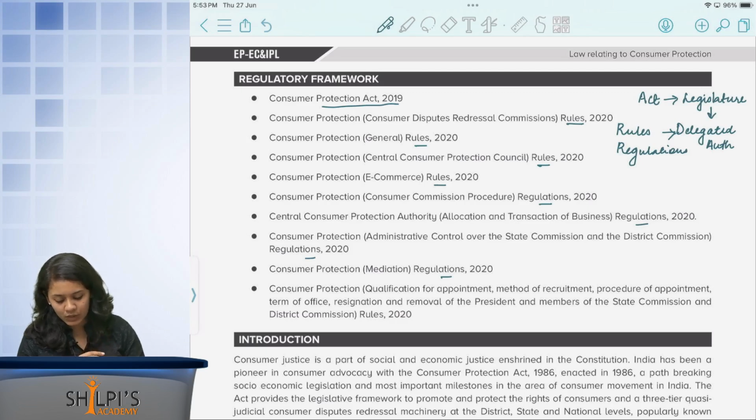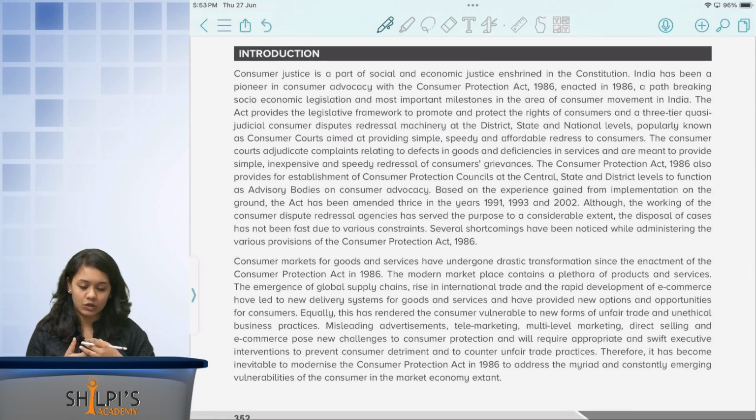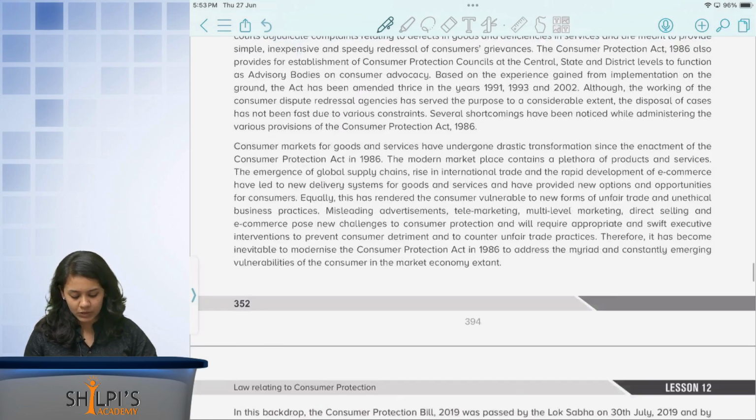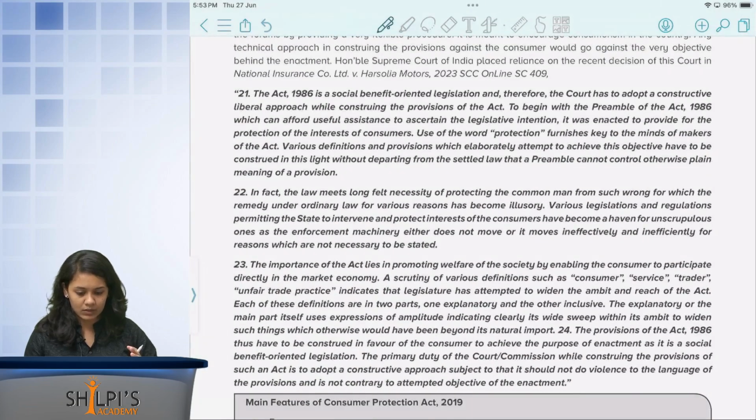So we have the Consumer Protection Act and we have a bunch of rules and regulations. Now, from an exam point of view, is this important? It's not so important that you need to mug up all of them, but do try to understand and remember some of these rules and regulations. I cannot stress enough, as I've been telling you time and again, that this subject involves a lot of reading. So for the introduction part, I will expect you all to read, but I will be giving you a breakup of what is happening in the introduction.